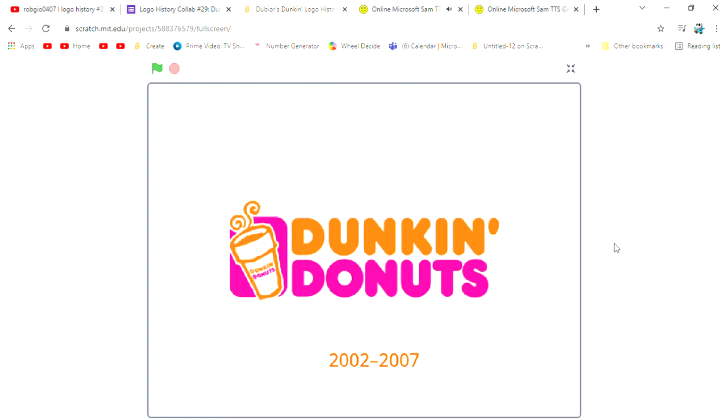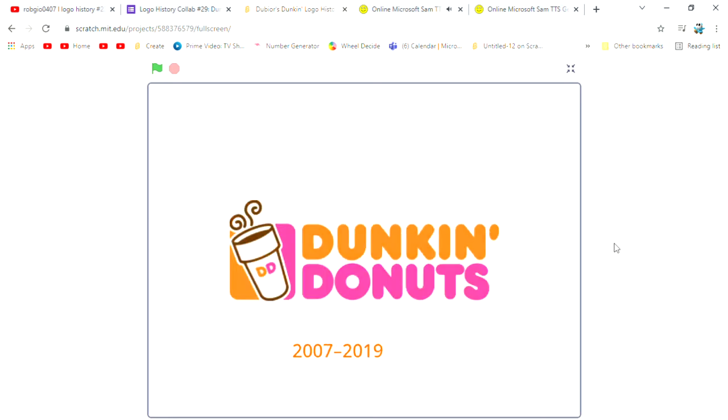2000 to 2007. Now on the right of the text, there is a pink shape, and in it, there is a white coffee cup with an orange outline, and inside it, there's a miniature version of the 1976 logo. 2007 to 2019. The shape became half orange, the outline of the coffee cup became brown, and the miniature 1976 logo was replaced by two letter D's, one orange, and one pink.